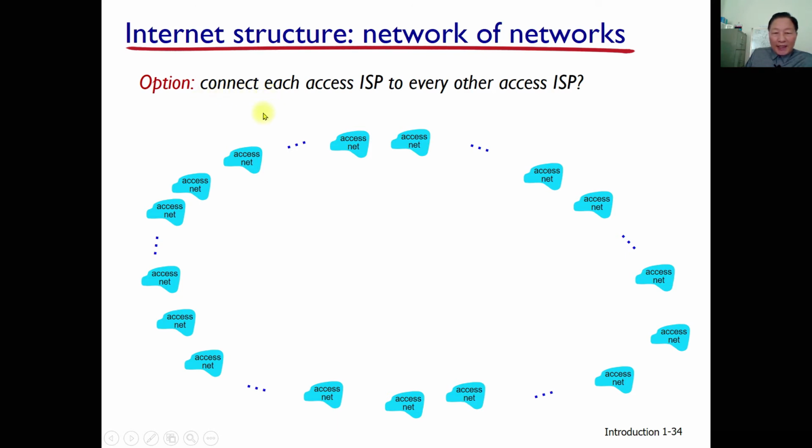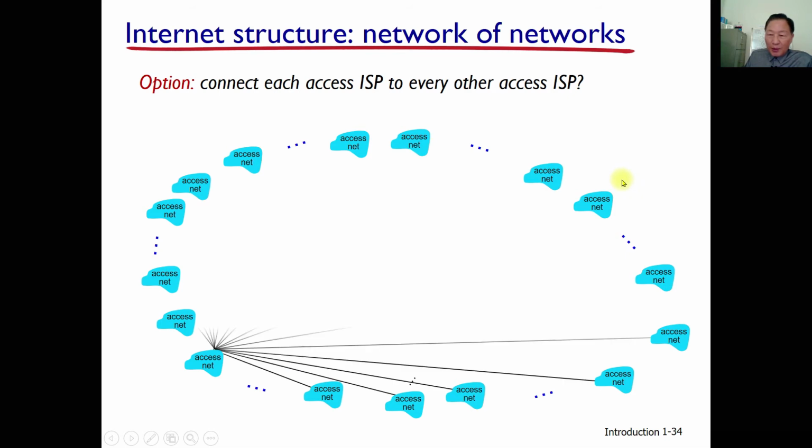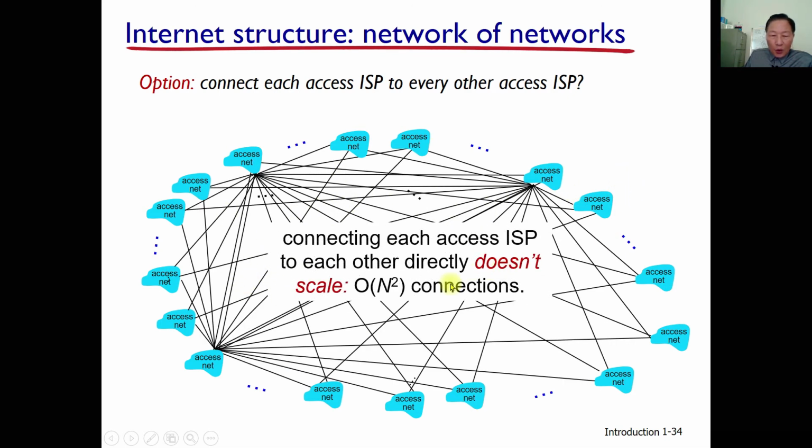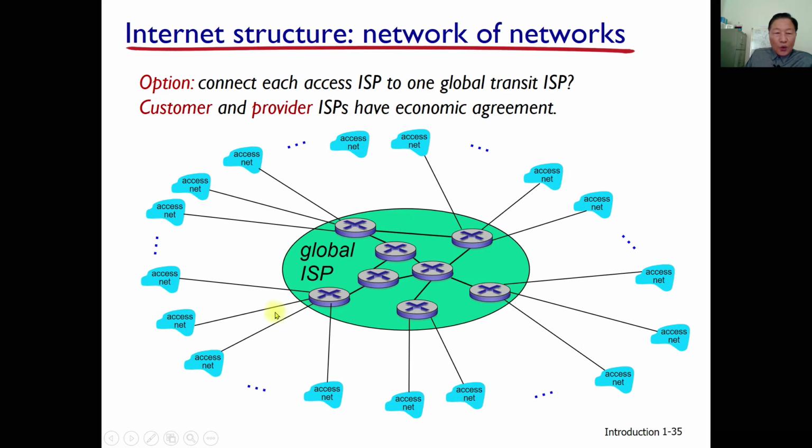The option is to connect each access internet service provider to every other access internet service provider. In this way, if we are trying to interconnect, then the order of complexity will be so complicated, because each one should be interconnected point to point in this way. That is not effective, not efficient, and we should think about this instead of the previous slide.